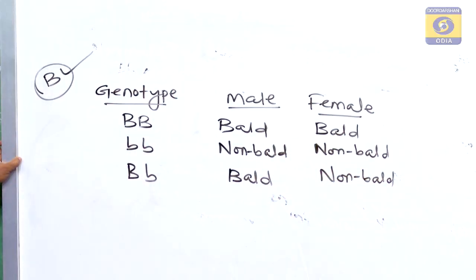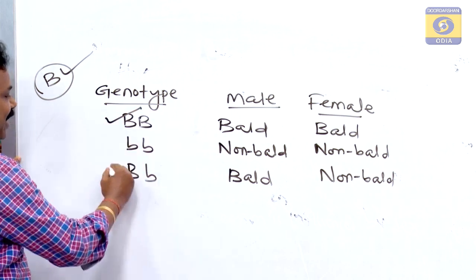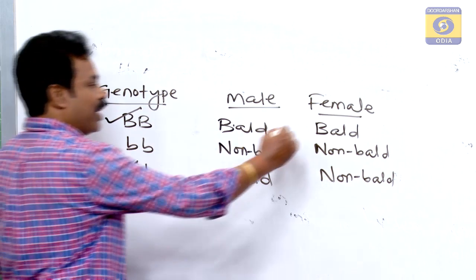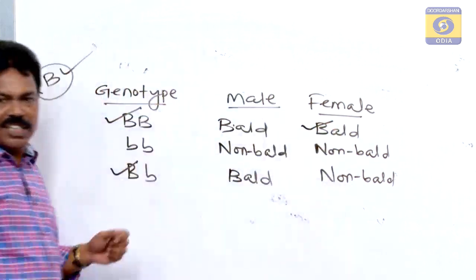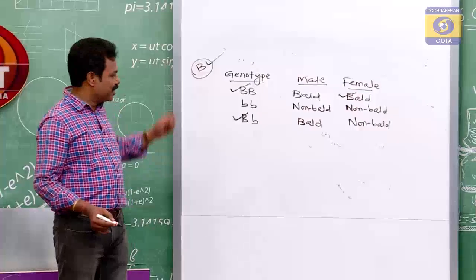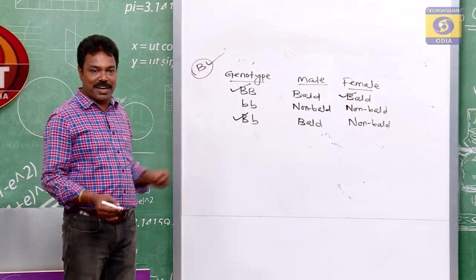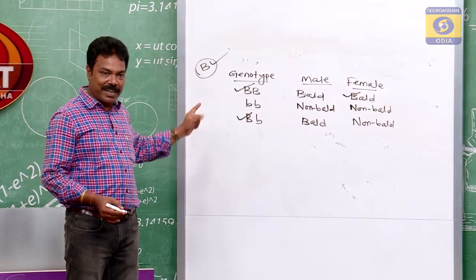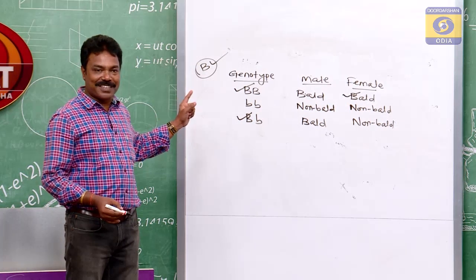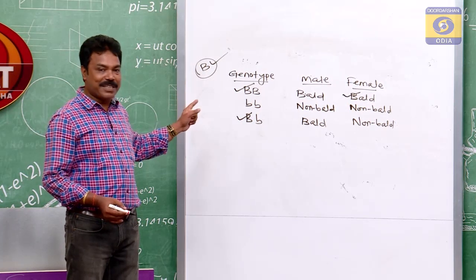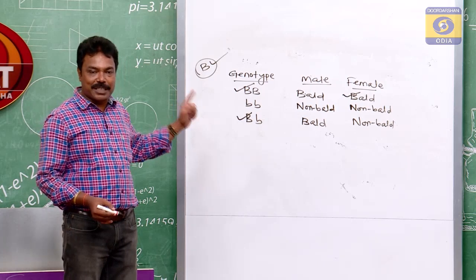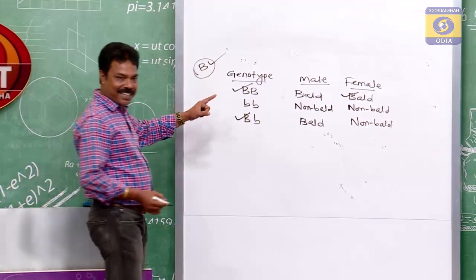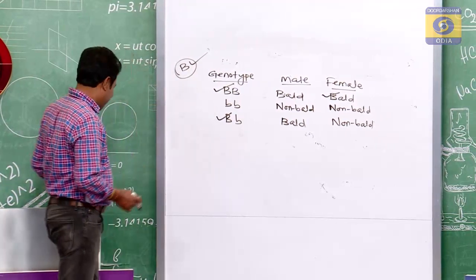So in case of male, it expresses in both homozygous and heterozygous condition. But in case of female, it expresses only in homozygous condition, not in heterozygous condition. Why? Because it is influenced by sex of the individual. So this gene behaves as a dominant gene in case of male, hence expresses in both homozygous and heterozygous condition, but behaves as a recessive gene in case of female, hence expresses only in homozygous condition, right? Any doubt?